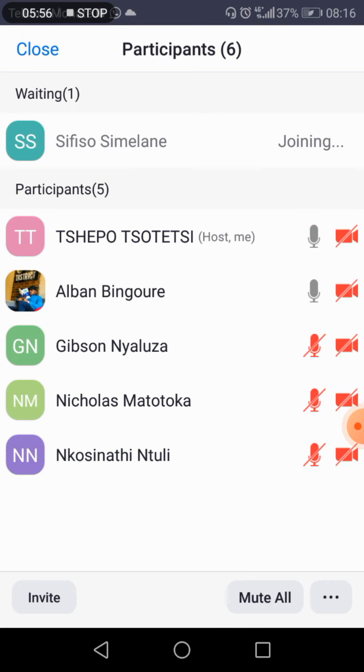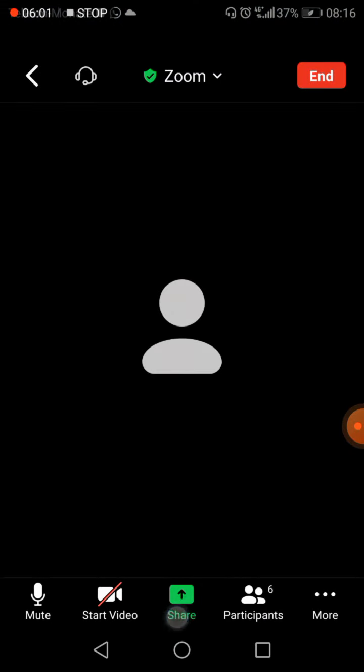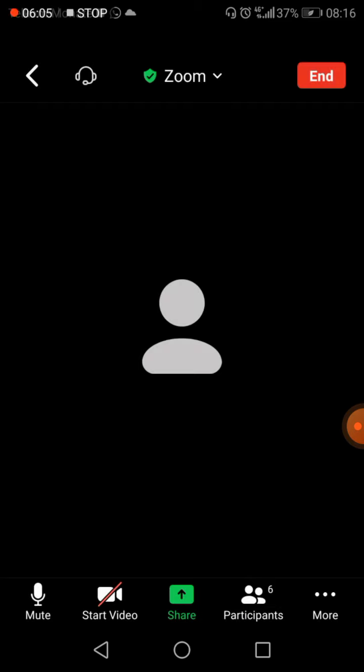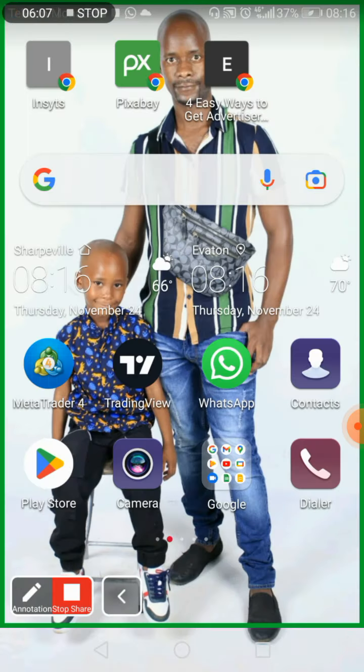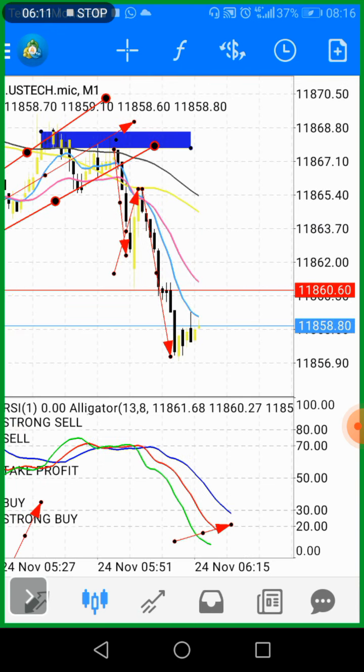So remember the rules of the strategy. Your alligators must be overbought or oversold. That's number one. You must have a double top or a double bottom. You must have an inverse head and shoulder or head and shoulder. Those are the reversal patterns, guys.